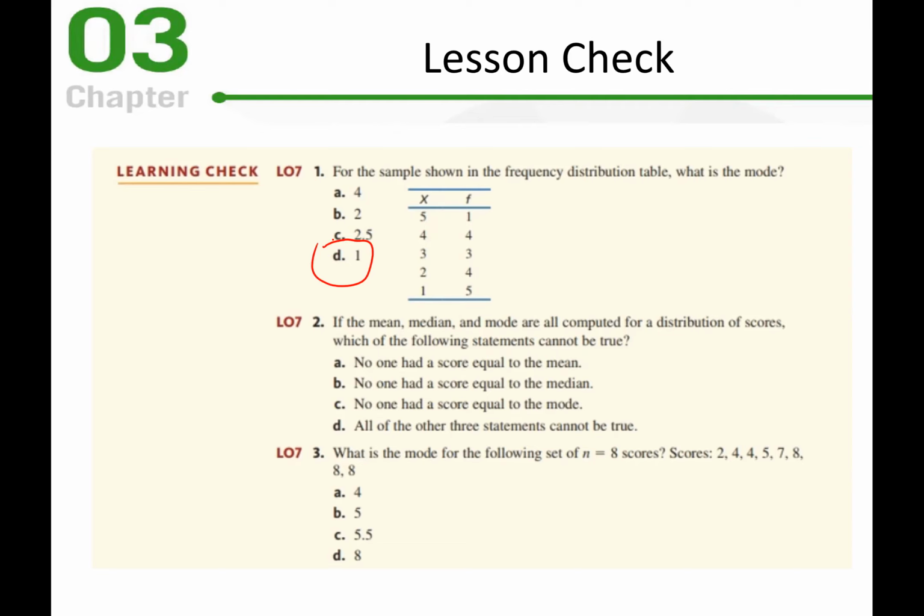All right. We're going to skip this question. For the third question, what is the mode for the following set of a sample size of 8 scores? They're all arranged from least to greatest: 2, 4, 4, 5, 7, 8, 8, and 8. Well, the score that comes up the most is 8, because they have 3. 1, 2, 3. So the answer is going to be D.